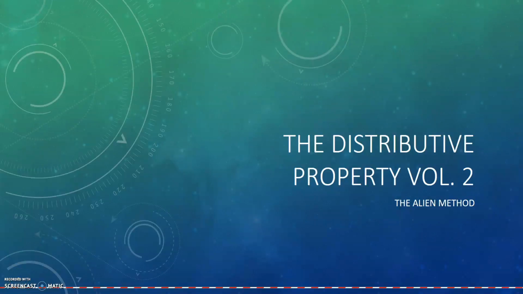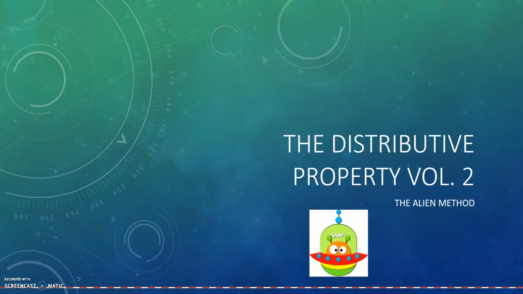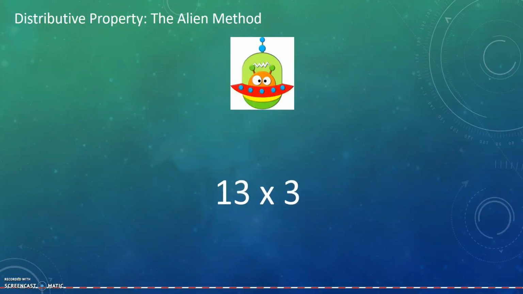All right, today we are going to continue looking at the distributive property, and today we're going to learn the alien method. We're not necessarily learning something new, we're just going to learn another way to look at our multiplication problems and use the distributive property.